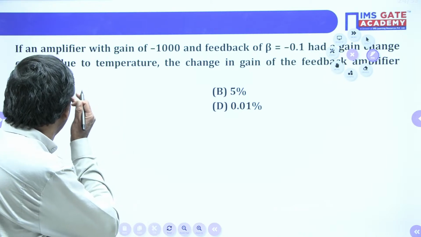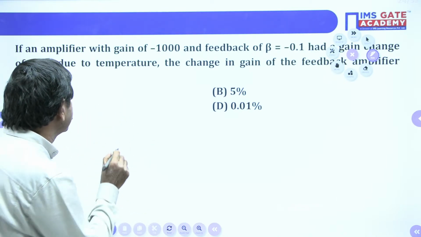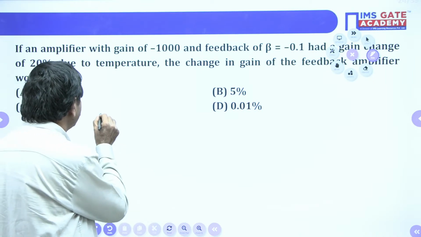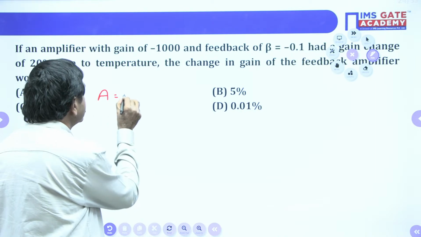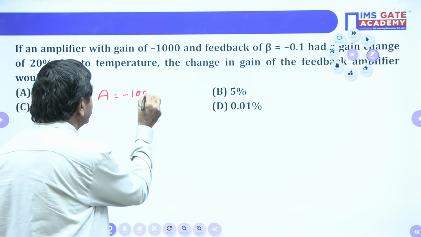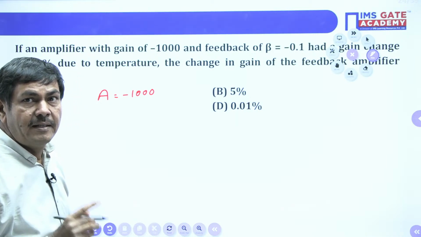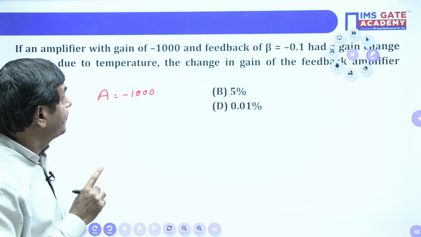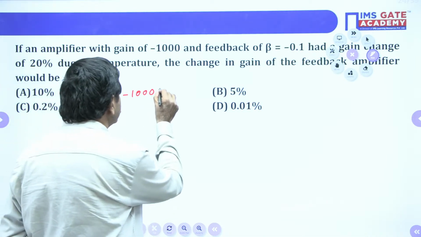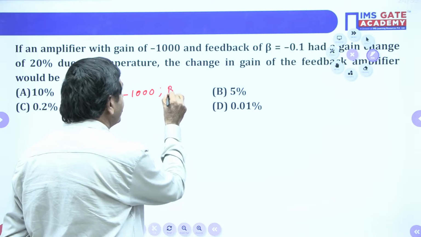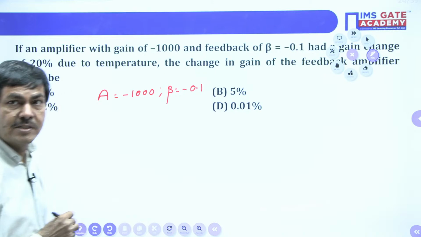If an amplifier with a gain of minus 1000, that must be taken as what now? Without feedback, the gain is A. This is taken as the A value. A is minus 1000, given in the problem. And what else is given in the problem? Feedback of beta equal to minus 0.1. Yes, beta is also given. We can note down the beta value, minus 0.1. That much is given.